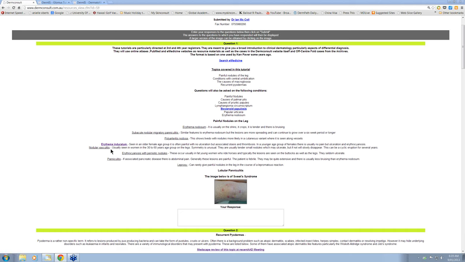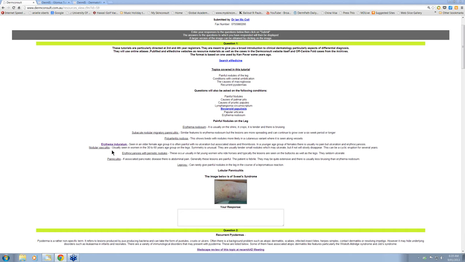See, we put this underneath. We've said that that's usually seen in women in the 30 to 60 age group in the legs. Symmetry is unusual, usually tender, small nodules that may ulcerate. I think they're all part of the same process. I think it's the same condition, erythema induratum and nodular vasculitis. Difficult conditions to treat, these. We'll go into that later.